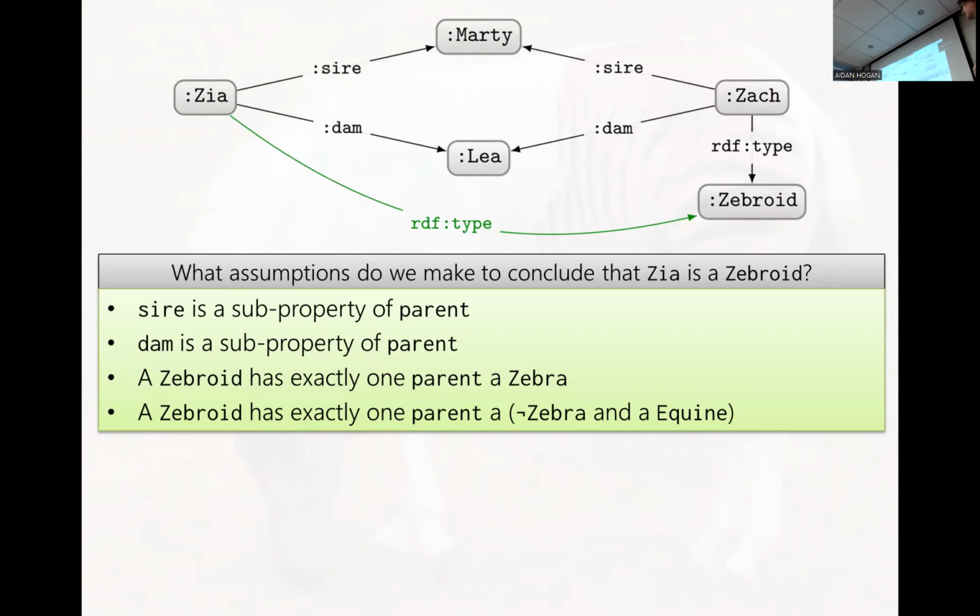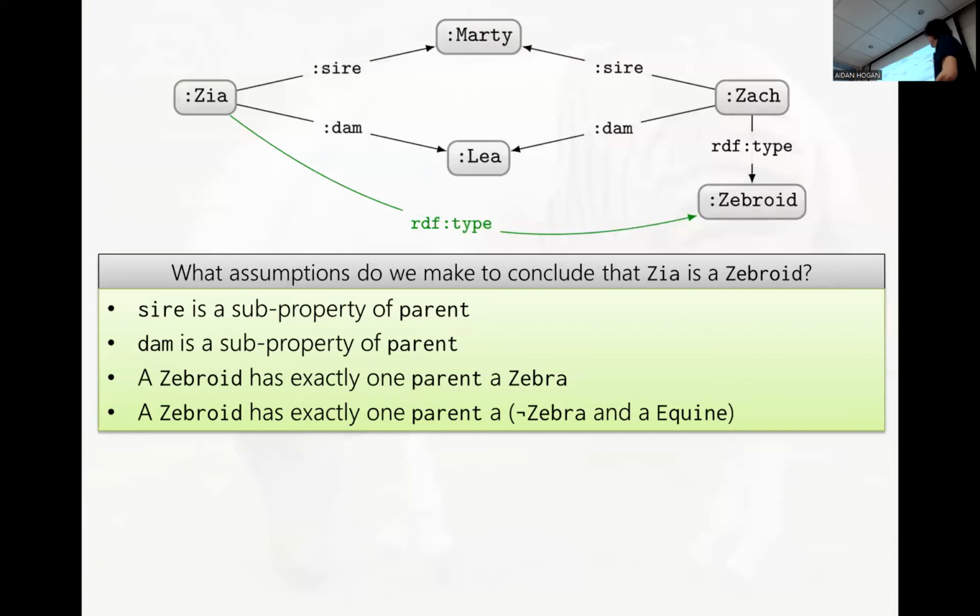So we've said that a zebroid has exactly one parent, a zebra, and a zebroid has exactly one parent, a not zebra and an equine. We know that a parent can't be both a zebra and a not zebra. So that's logical. We can't assign that to both of them. However, what we don't know is how many parents Zach has. Maybe Zach has 3, 4, or 5 parents, and maybe those other parents that we haven't given are the actual zebras and the non-zebra equines, right?